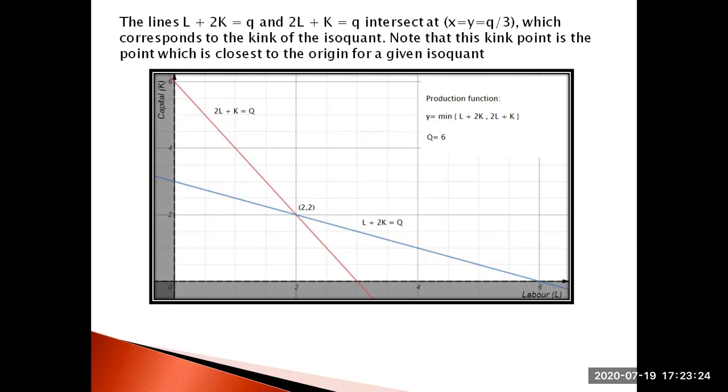So to the left of the kink point of the isoquant, I take the steeper red colored line segment, and to the right of the kink point, I take the flatter blue colored line segment. So that is how my isoquant looks for q equal to 6 units. But my question says that the output needs to be 12 units.